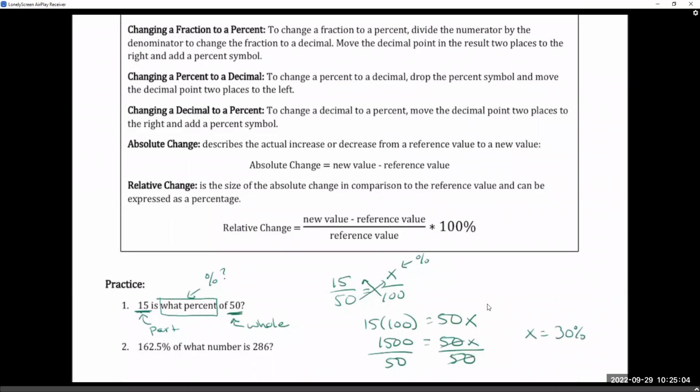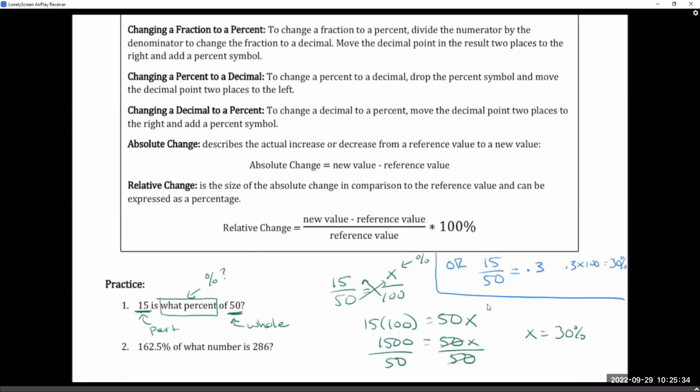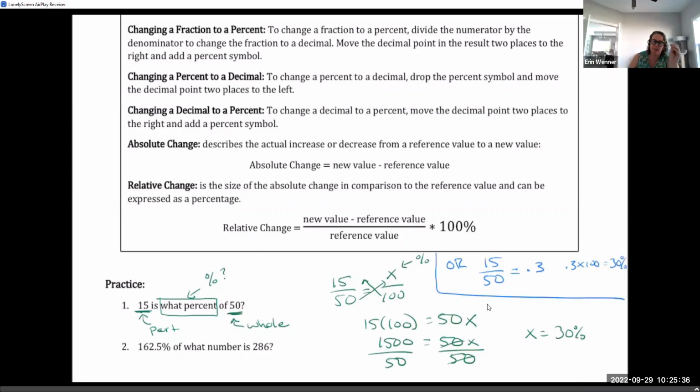Aaron, why didn't you just divide 15 by 50 and multiply it by 100? That's a completely valid alternative. So you could take 15 over 50, divide it, we get 0.3, and 0.3 times 100 gives us 30%. The reason I did it as a ratio or proportion is to give us the idea of how to set it up every time when we're trying to figure out what piece we're missing.